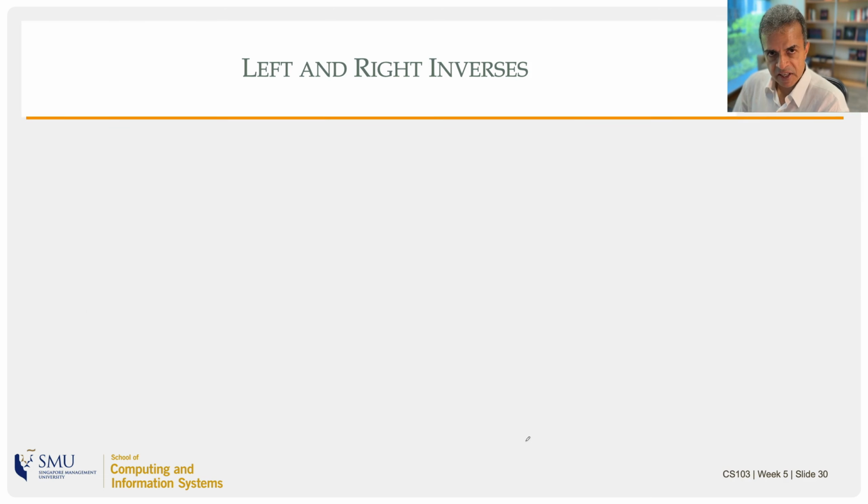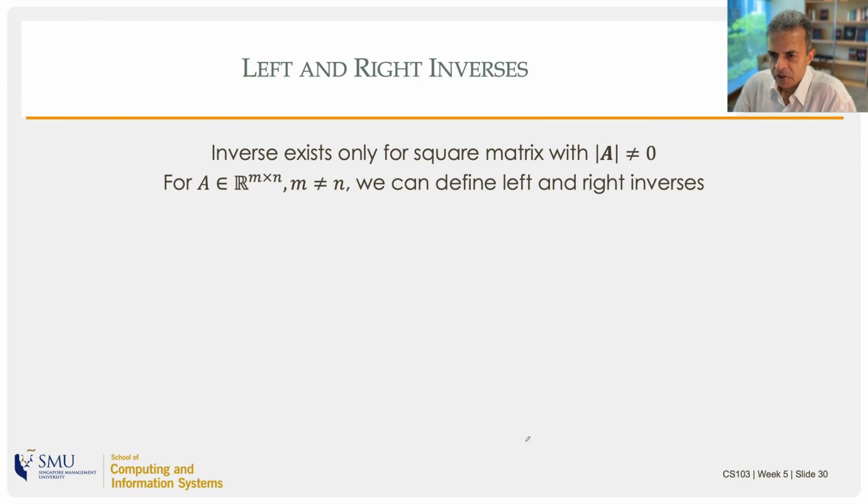We talked about the double-sided inverses for square matrices. Then there is this idea of left and right inverses. Let's just go through this now, and we will probably circle back to this in some later chapter where it becomes more important. So a double-sided inverse, which is what we mean when we say inverse, exists only for a square matrix with non-zero determinant. But for a rectangular matrix, when M is not equal to N, we can define left and right inverses when the matrix is full rank, meaning for a tall matrix, it's full column rank. For a wide matrix, it's full row rank.